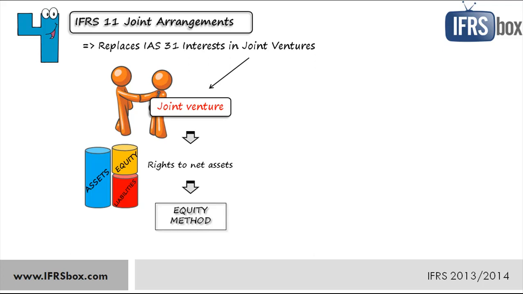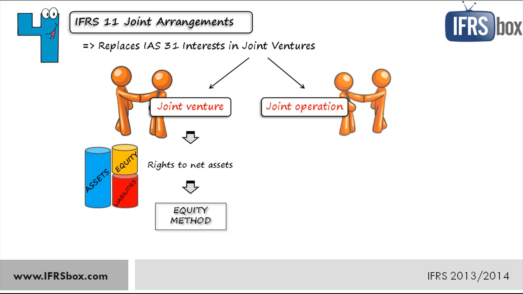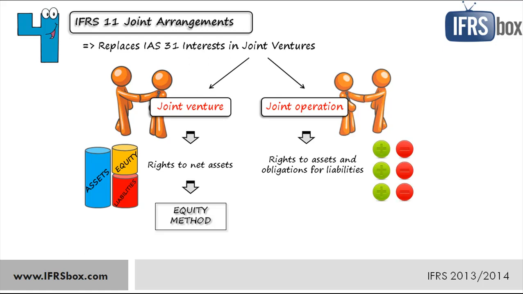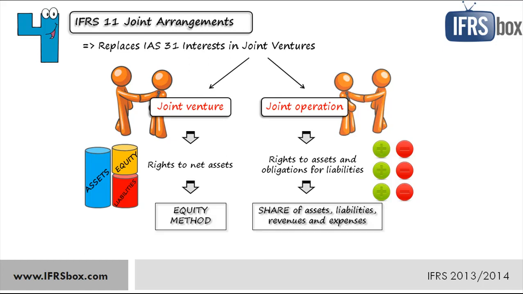The second type of joint arrangements is joint operation. Here, parties that have joint control of the arrangement have rights to the assets and obligations for the liabilities relating to the arrangement. A joint operator accounts for the assets, liabilities, revenues, and expenses relating to its involvement in joint operation in accordance with the relevant IFRS. So, as a result, the proportionate consolidation method is not permitted anymore. So, if you have used it, then you need to change your accounting policy.